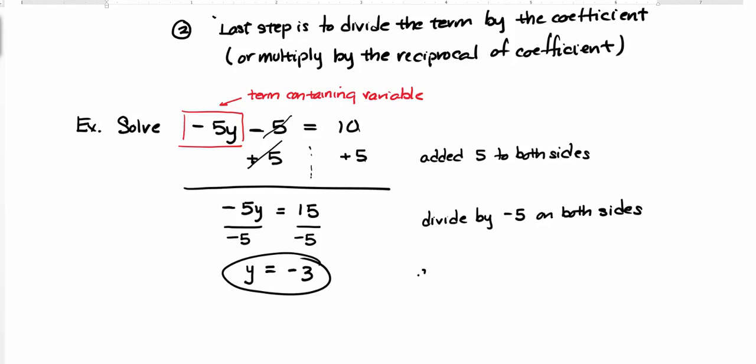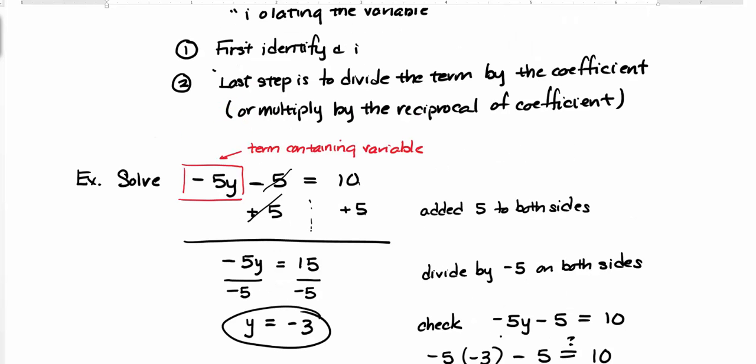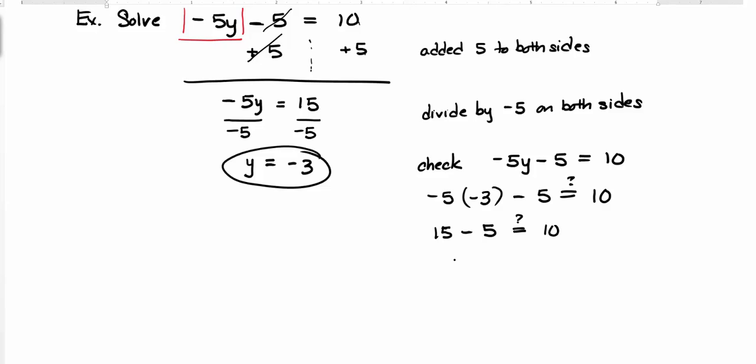And I can always check. My original equation was negative 5y minus 5 equals 10. If I plug in negative 3 for y, I have negative 5 times negative 3 minus 5, does that equal 10? Negative 5 times negative 3 gives me positive 15, minus 5. Does that equal 10? I have 10 equals 10, so sure enough it works.